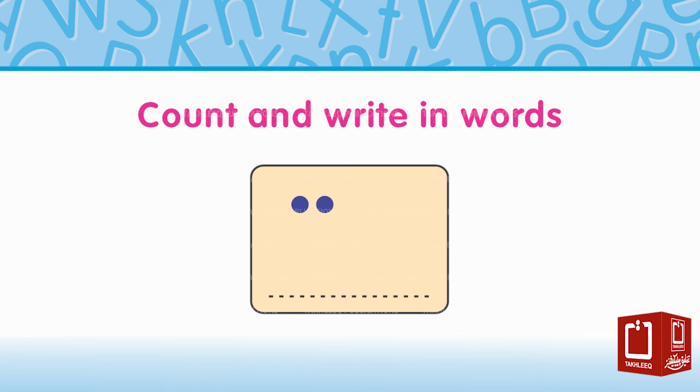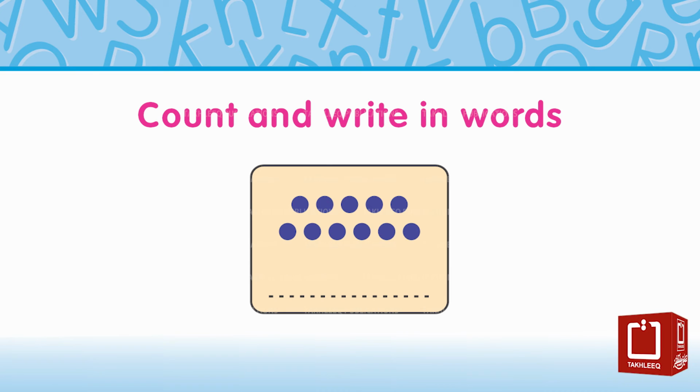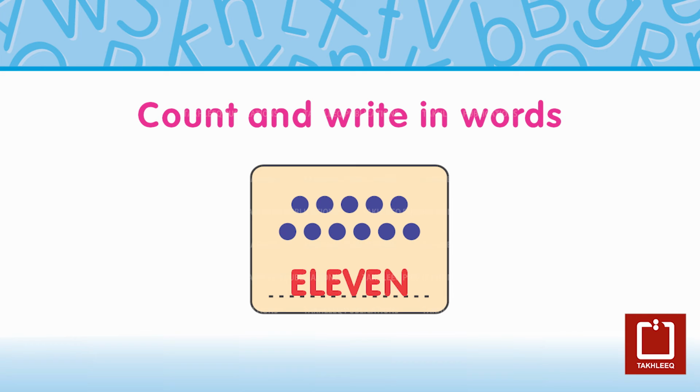1, 2, 3, up to 11. Here are 11 dots. The spellings of 11 are E, L, E, V, E, N. 11. So we write here E, L, E, V, E, N.